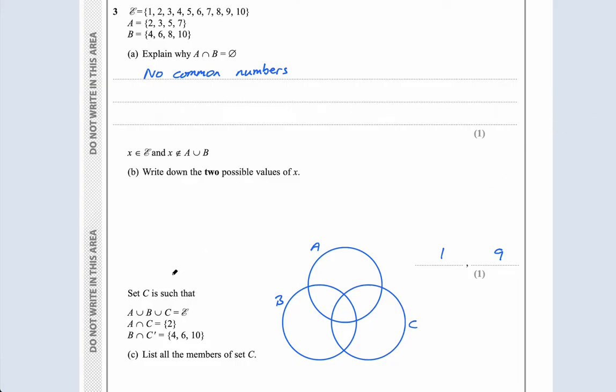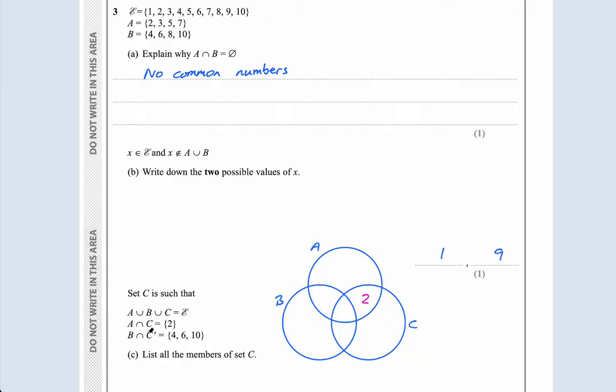Now he tells us A union B union C is this, right? Fine. So all of these numbers are in all of these. A intersection B, A intersection C is 2. So A intersection C, I need to put a 2 in here. Is 2 in B? No, it's not. So 2 is only there. So I'm going to put in 2.